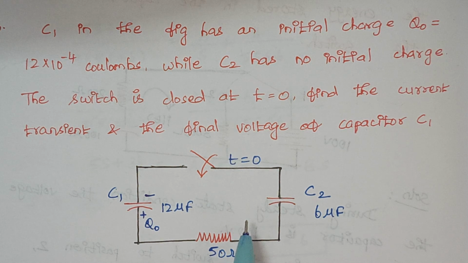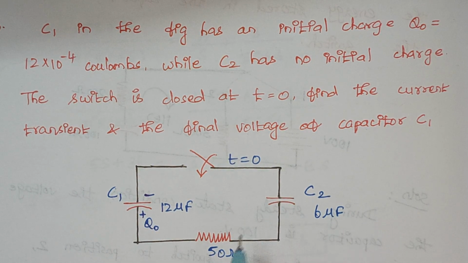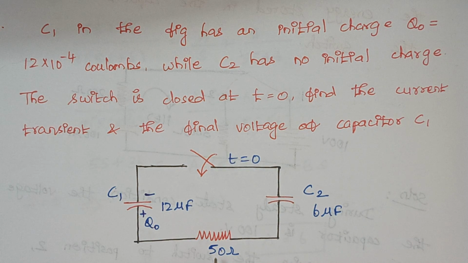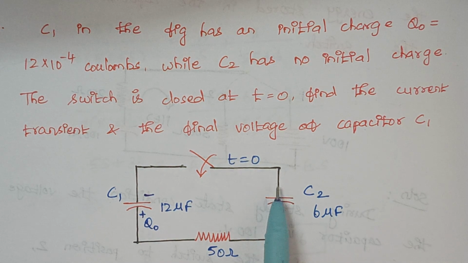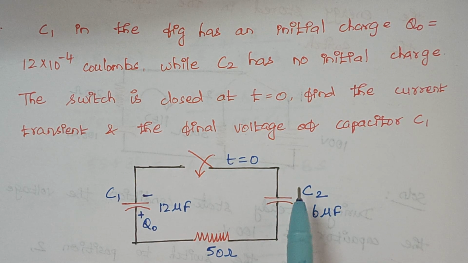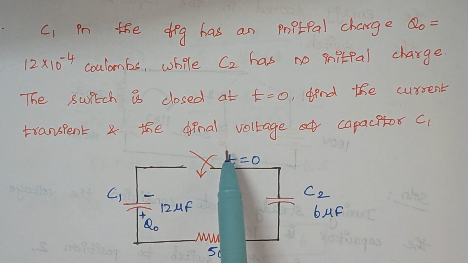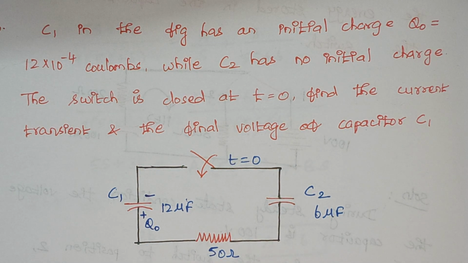So here this is the circuit. The circuit has two capacitors and one resistor. The initial charge is on the capacitor C1, which is 12 microfarad, right? Whereas there is no voltage across C2. Then the next thing is the switch is closed at t equal to 0, right? So we have to find the transient current and the final voltage of the capacitor C1, right?